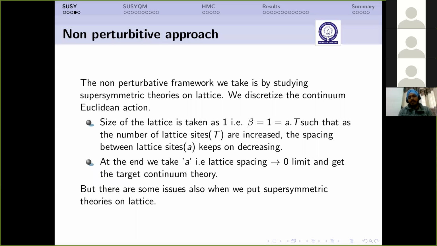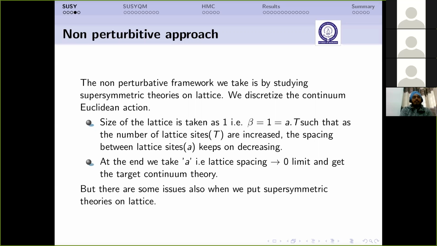But while applying these theories on a lattice, there are certain issues. Whenever we apply these theories on a lattice, the fermion doubling issue arises, which we will talk about more in the next slides. There are other issues also. As the fermion doubling is there, supersymmetry will be broken also. On a lattice, the Leibniz rule also does not work. So there are some issues, but how we are tackling them, and how we have approached our results, we'll see in the next slides.